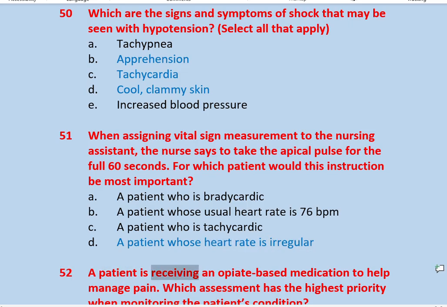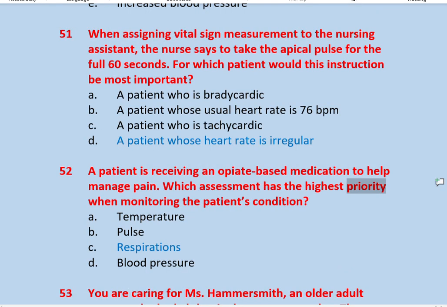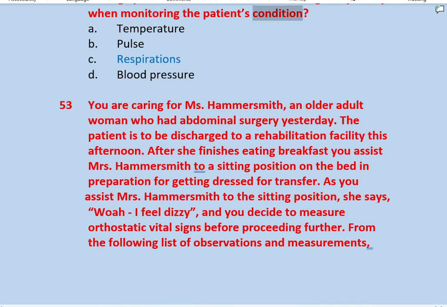52. A patient is receiving an opiate-based medication to help manage pain. Which assessment has the highest priority when monitoring the patient's condition? A. Temperature. B. Pulse. C. Respirations. D. Blood pressure.